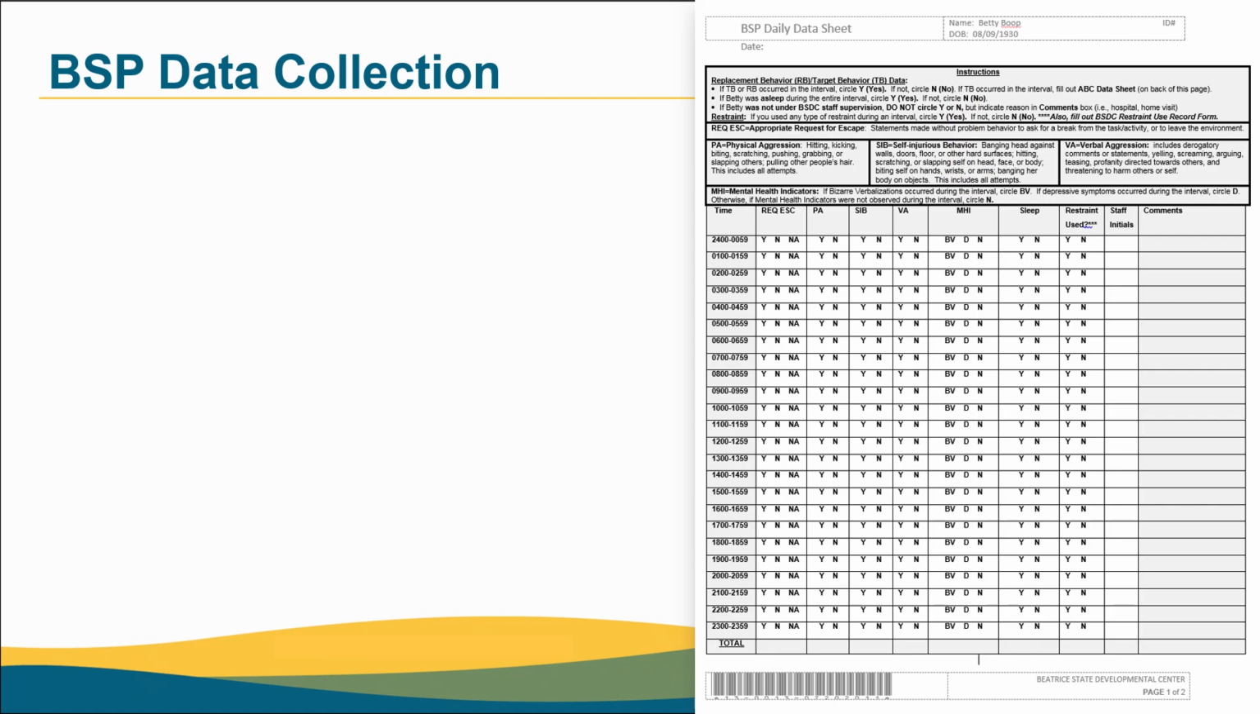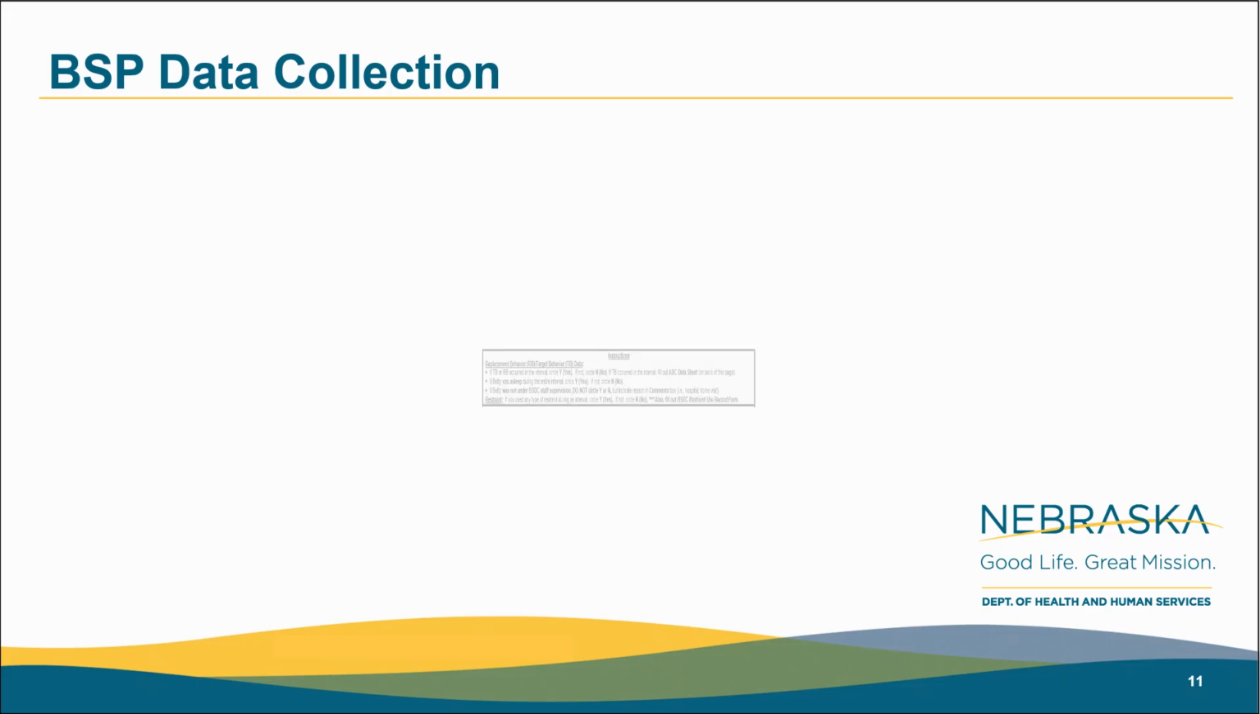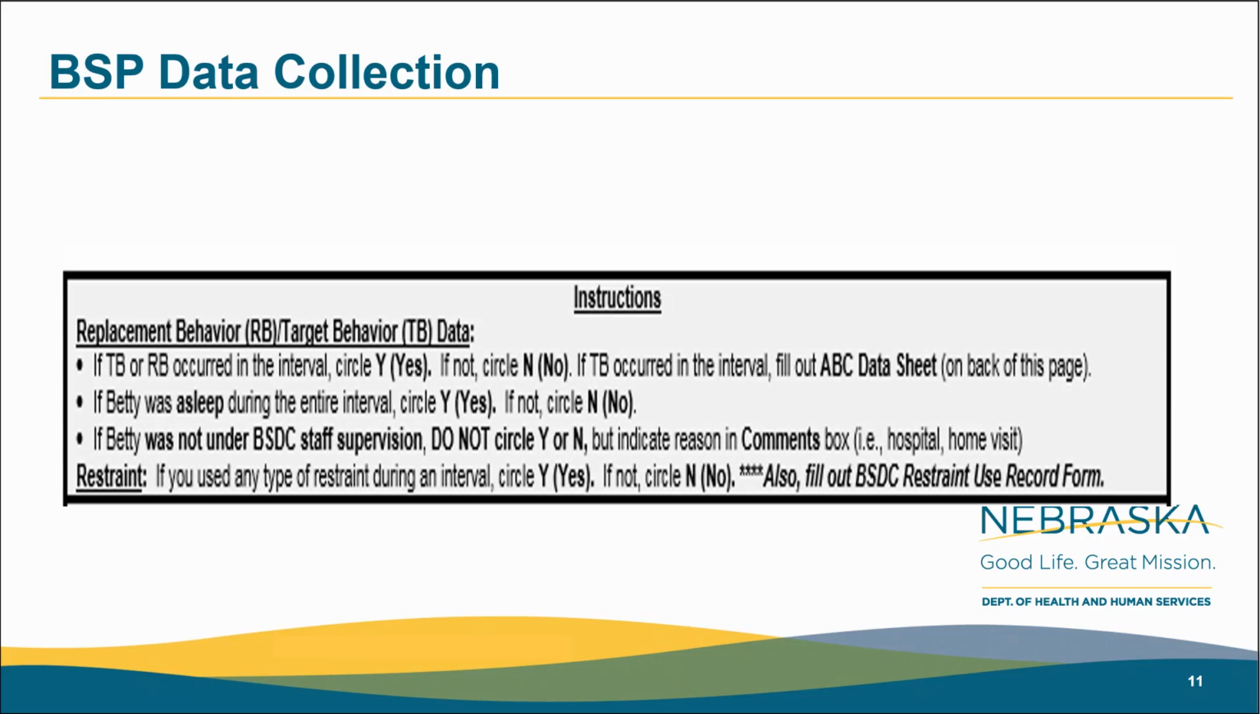Remember that although every BSP is different, and therefore what data are recorded is also different, most data sheets will follow this basic format. Completing the data sheet is pretty straightforward, even though some can have a lot of different things to document. Basically, to complete a data sheet, you'll be indicating a yes or no answer. For example, if Betty asked for a break appropriately, or if physical aggression, SIB, or verbal aggression occurred, circle Y for yes. If not, circle N for no.